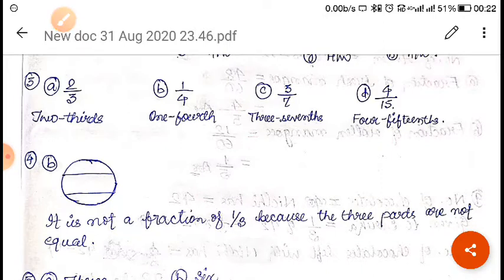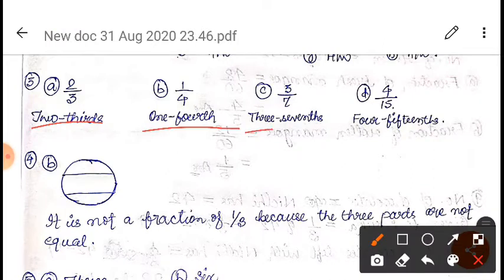In question number 3, they have asked us to just write down the fraction's name. So 2 by 3 is what? 2 thirds. 1 by 4 is what? 1 fourth. 3 by 7 is what? 3 sevenths. And 4 by 15 is what? 4 15ths, right? I have written here, you can see it.